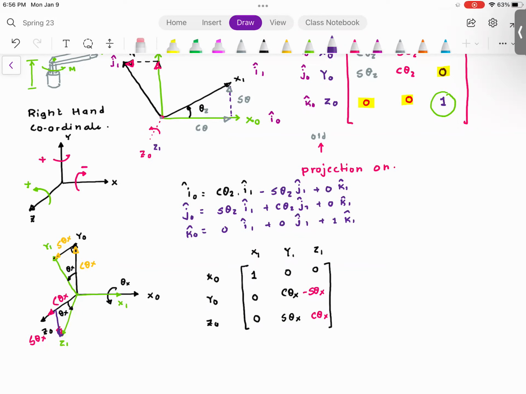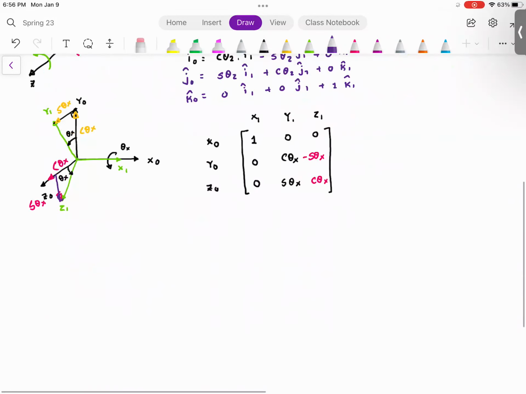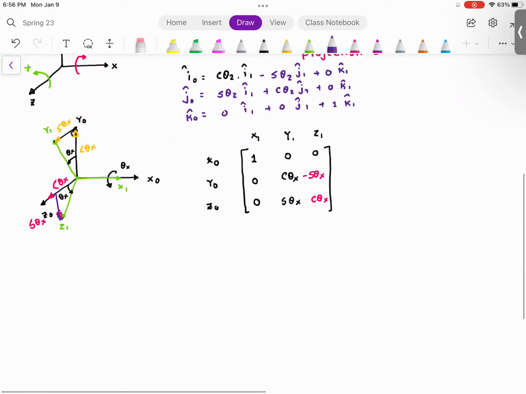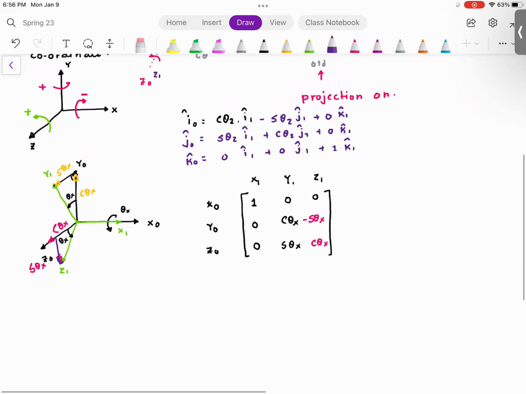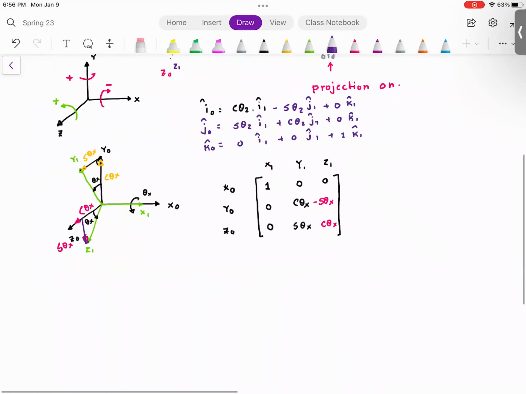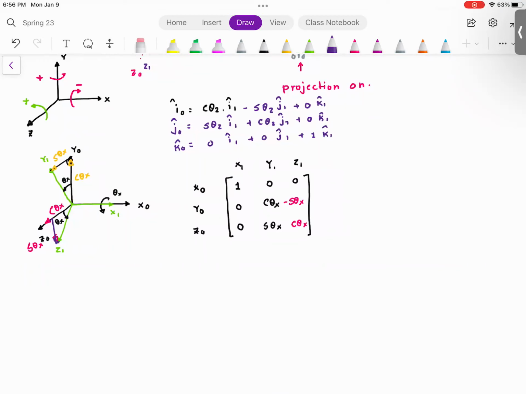Everyone understood this? Now the last coordinate transformation, and just to be fair, we are not going to use this transformation, but I want you to understand that the same technique can be used for rotation about anything. So the next transformation is going to be the rotation about y naught.